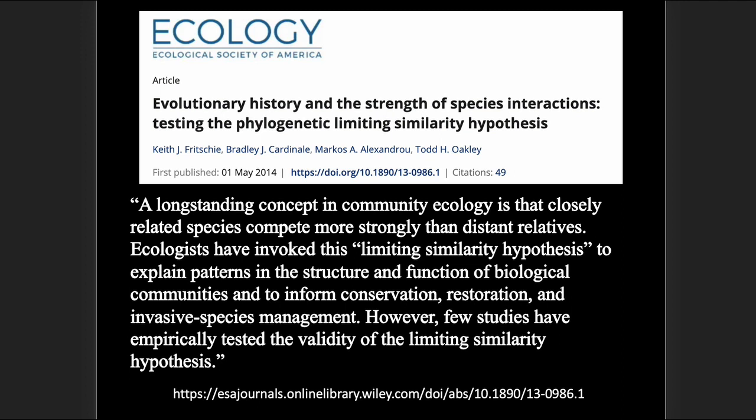Okay, another paper here. Quote, "A long-standing concept in community ecology is that closely related species compete more strongly than distant relatives. Ecologists have invoked this limiting similarity hypothesis"; that's another phrase for this sort of idea, another aspect of the idea, "to explain patterns in the structure and function of biological communities and to inform conservation, restoration, and invasive species management. However, few studies have empirically tested the validity of the limiting similarity hypothesis."